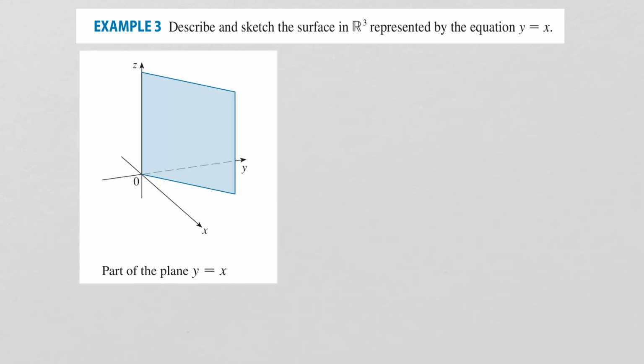Now in this case here, you can see our x-axis is drawn a little bit differently, and our y-axis is here. And here is the line y equals x. And we're just showing the part of this plane that is in the first octant here. So we're showing it where x, y, and z are all positive, but this plane would continue on in this direction, and it would also continue on forever downward as well.